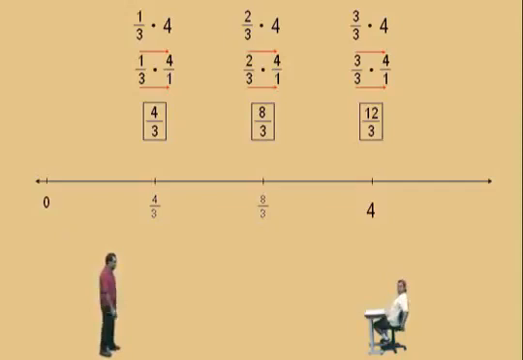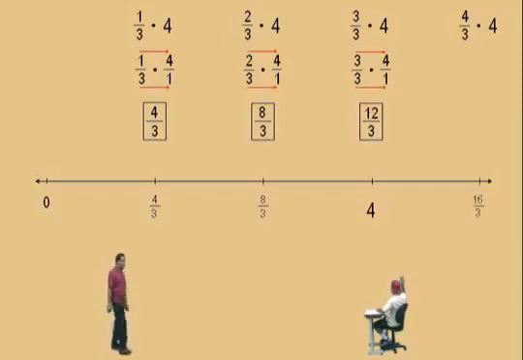There's a pattern here, right? Here's 1/3 of 4, 2/3 of 4, 3/3 of 4. Now, Charlie, what's 4/3 times 4? Based on what we've seen here, what should 4/3 times 4 be? 16/3? Should be 16/3, that's right. Well, let's do it. 4/3 times 4 over 1, multiply straight across the top, straight across the bottom, and you do get 16 over 3. There it is. It is 16/3.